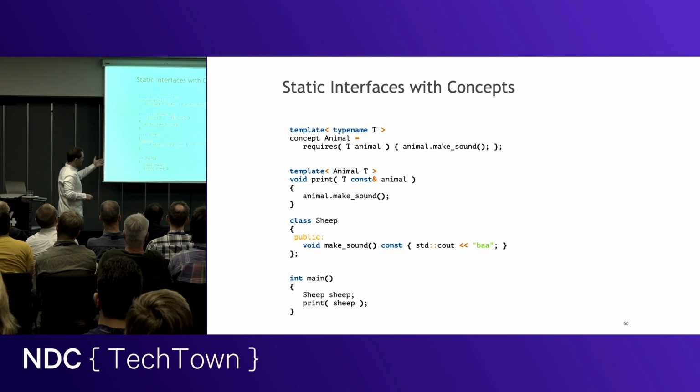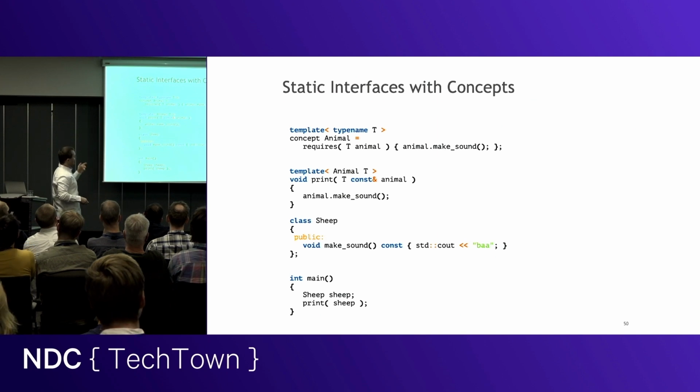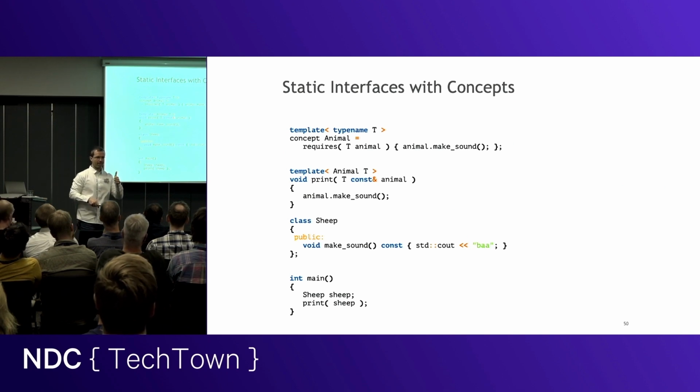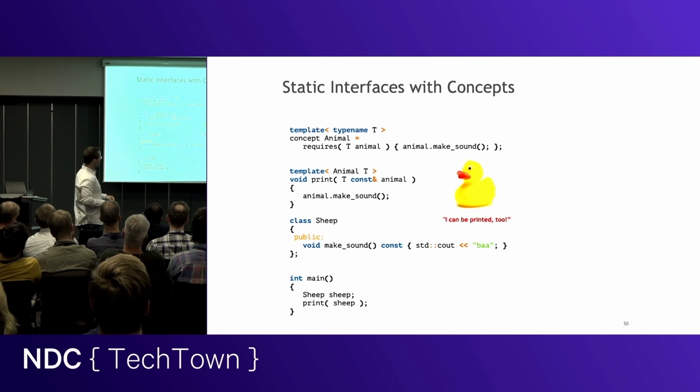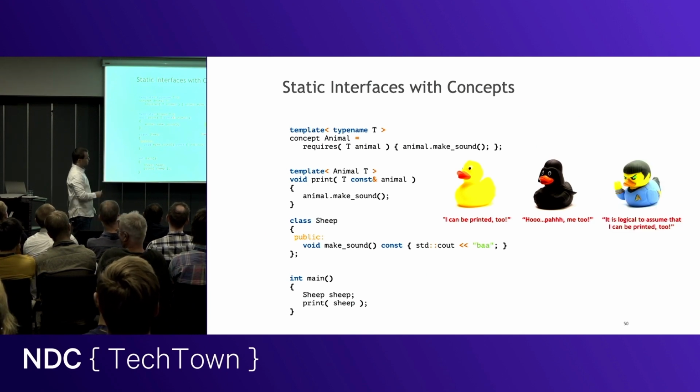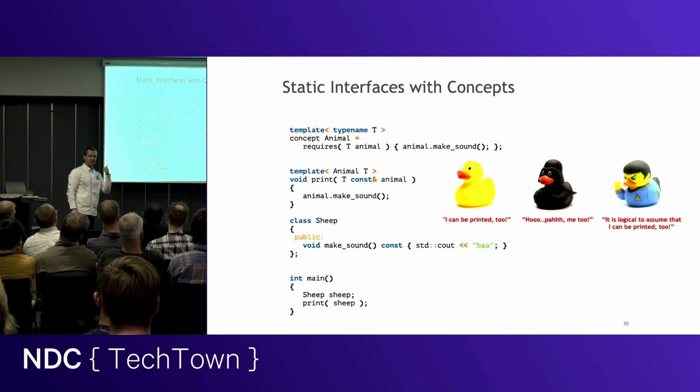That's it, right? This is pretty much the same thing. No, it's not. So what can I pass to print? I can pass a sheep. Pass anything. I can pass this guy here. I can be printed too. I can also pass this guy. Me too. And this one. It is logical to assume that I can be printed too. Anything can be printed. And you know how we call this?